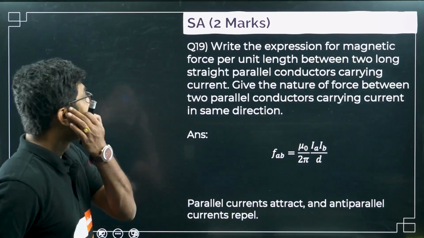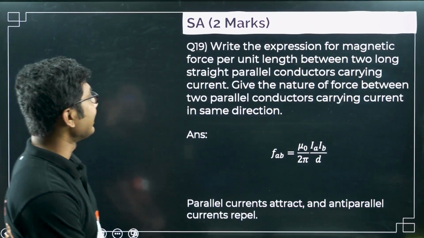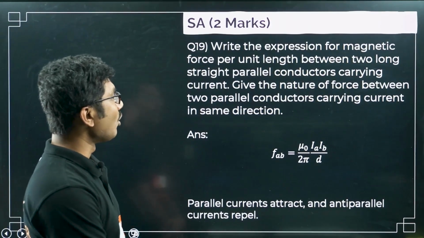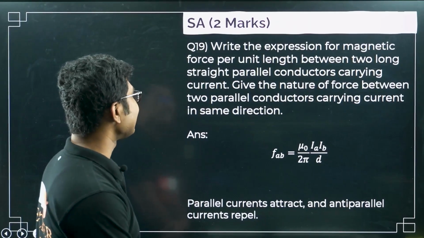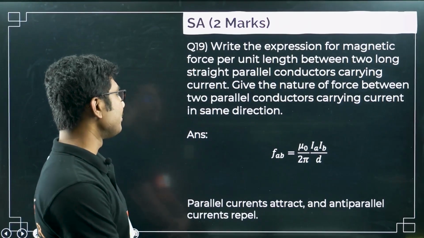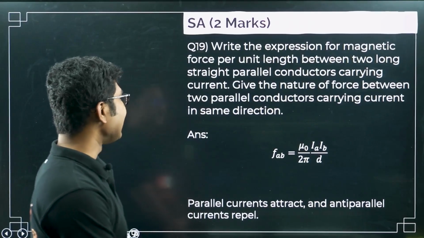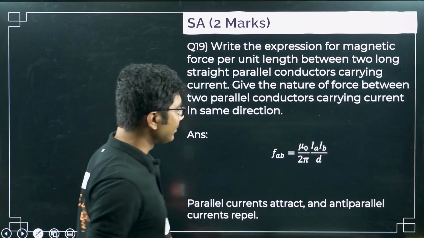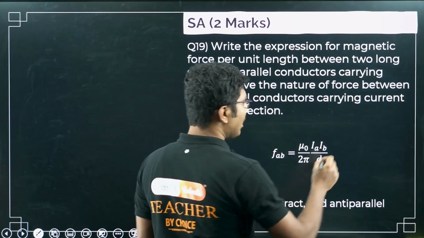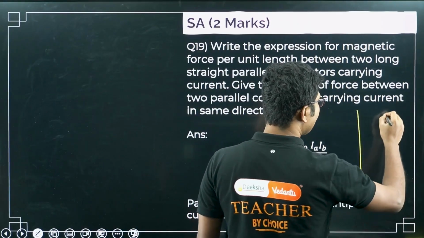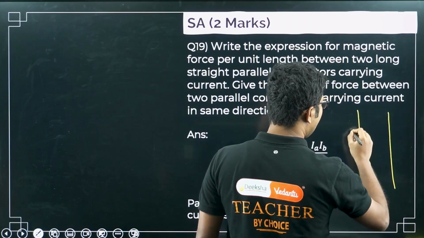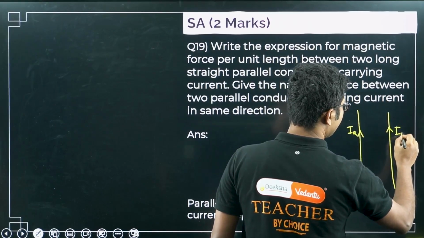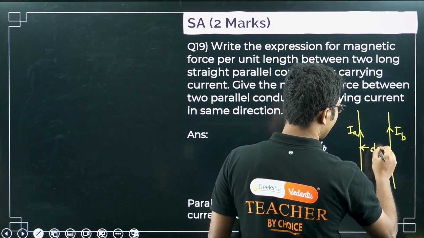Next question. So this question is already written. Write the expression for magnetic force per unit length between two long straight parallel conductors carrying current. Give the nature of the force between the two parallel conductors carrying current in the same direction. So as we know the force between two parallel currents, here you have to draw the diagram as well. IA, IB separated by a distance small d.